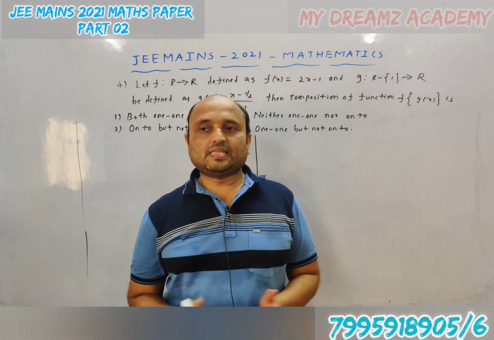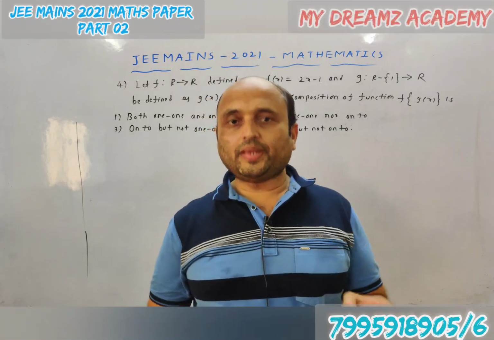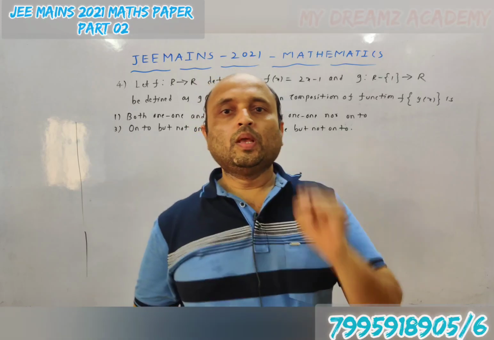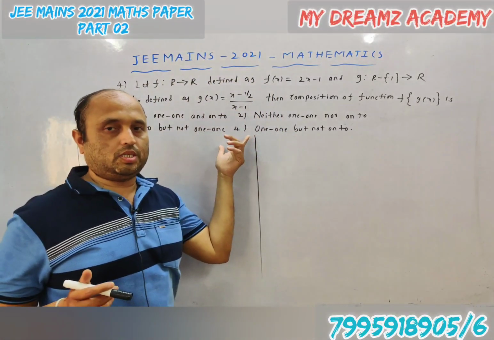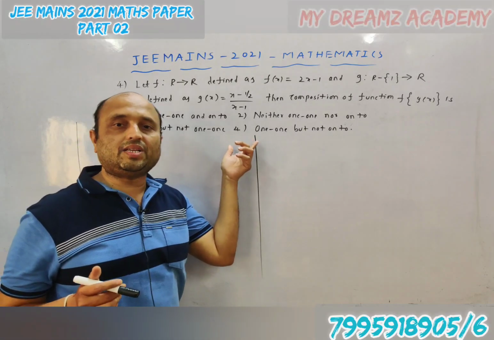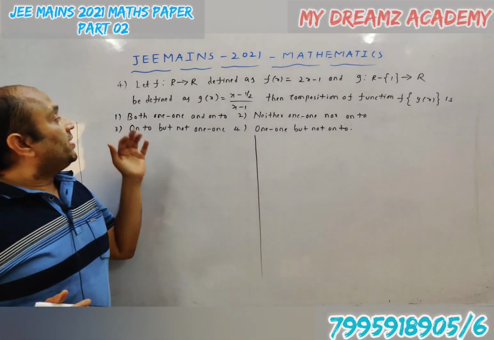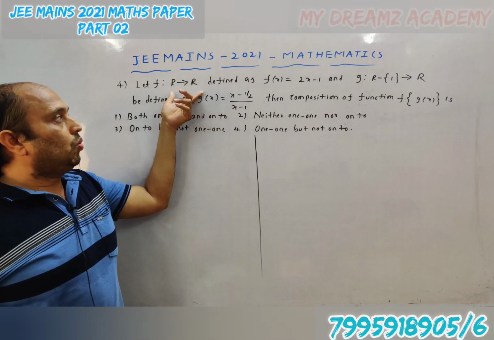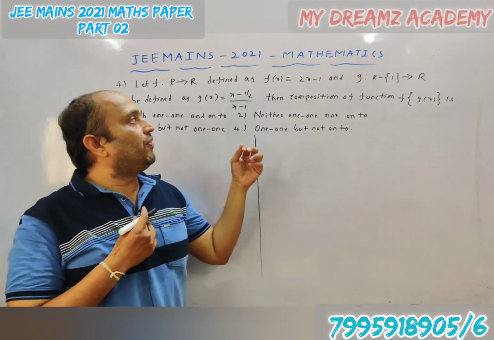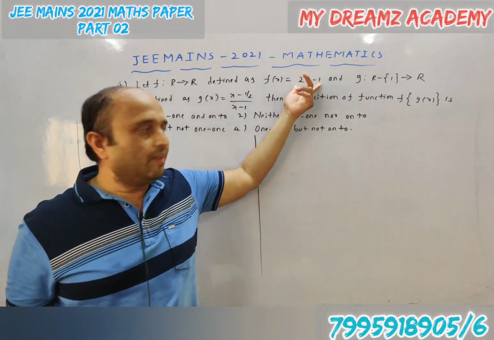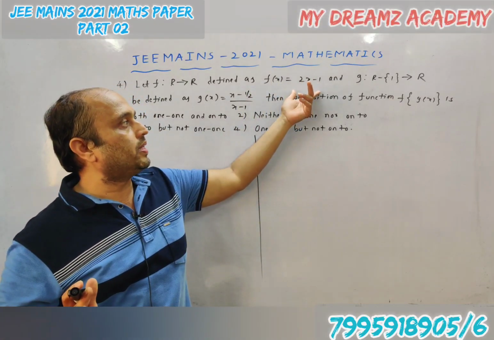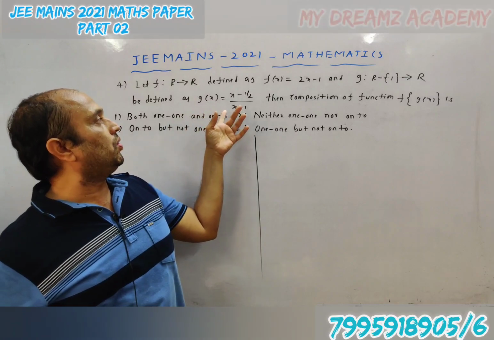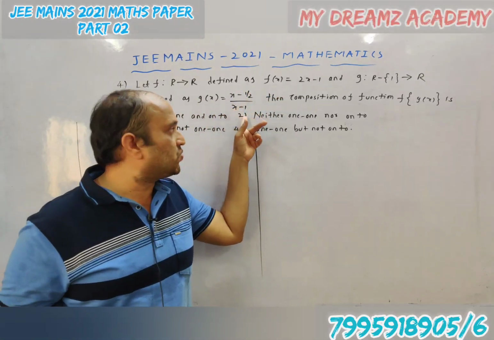Today we will discuss a few questions from JEE Mains 2021. This is one question from first year, functions, relations, sets and relations and functions. Here f maps R to R is defined as f of x is equal to 2x minus 1, and g of x is equal to (x minus 1) by (2x minus 1).